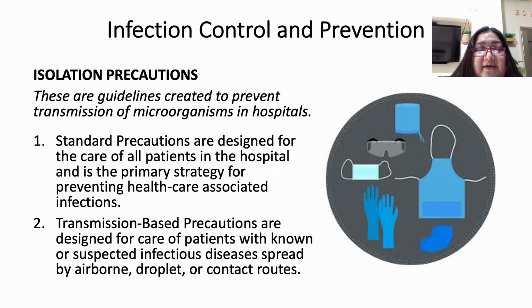Isolation precautions are guidelines created to prevent transmission of microorganisms, especially in the hospital. We have two general types. The standard precautions, they are designed for the care of all patients in the hospital, and it's the primary strategy for preventing healthcare-associated infections. Another is transmission-based precautions. They are designed for care of patients with known or suspected infectious diseases spread through 1. Airborne, 2. Droplet, or 3. Contact routes.